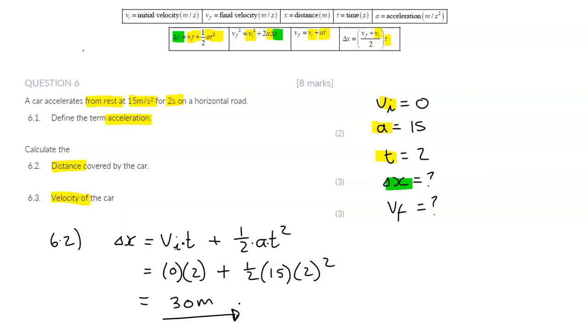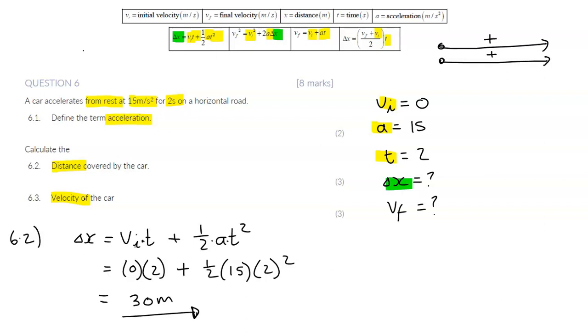Now, with kinematics, it is really important to make sure about direction because we are working with vectors and scalars. So let's just read the question again. They say a car accelerates from rest at 15 meters per second squared for 2 seconds on a horizontal road. Okay, so it means that our movement is from left to right and our acceleration is also from left to right. So we can just work with a positive sign. And if we look at our answer, it says that it moved 30 meters in the first 2 seconds. So 30 meters in 2 seconds when I accelerate sort of makes sense. So I feel okay about the answer.